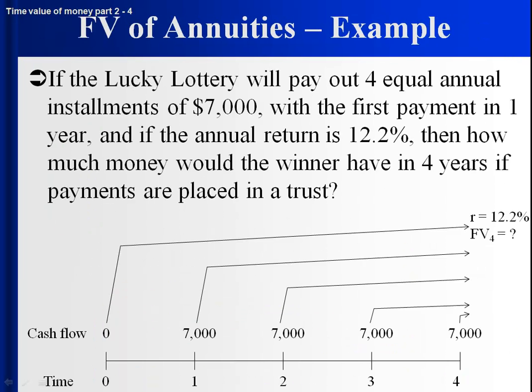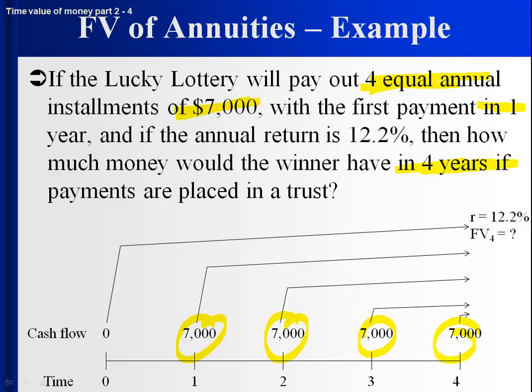So let's take a look at an example. Lucky Lottery will pay out 4 equal annual installments of $7,000 with the first in 1 year. If the annual return is 12.2%, then how much money would the winner have in 4 years if payments are placed in a trust? So the first $7,000 goes in at 1 year, then 2, 3, 4. So there are 4 payments, and we want to know how much we'll have in 4 years.